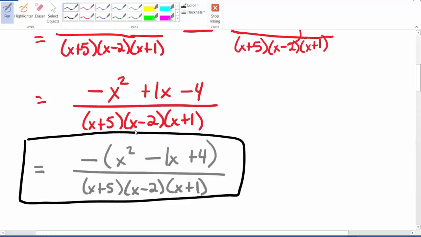Again, though, that is example 6 from our 8.5 set of notes.